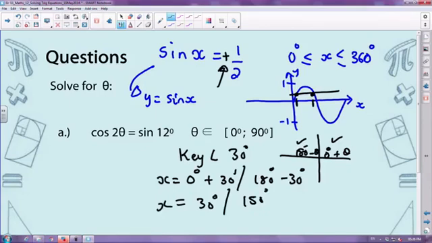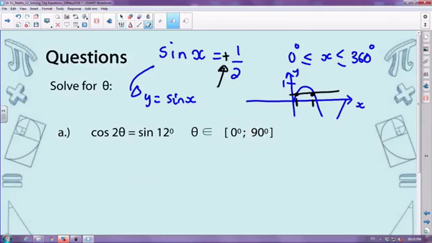Now I hope you have revised a bit of your solving of trig equations from grade 10. Now I am giving you this problem, guys: cos 2 theta equals sine 12. Your theta has to be from 0 degrees to 90 degrees, so we're only using the first quadrant. Again, it's 1 minute. I know you guys are very fast and we're not going to waste time. Let's find the value of theta given cos 2 theta is sine 12.